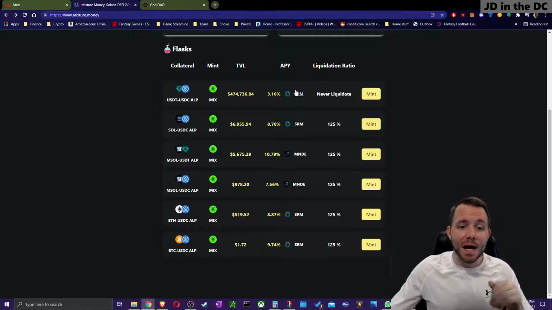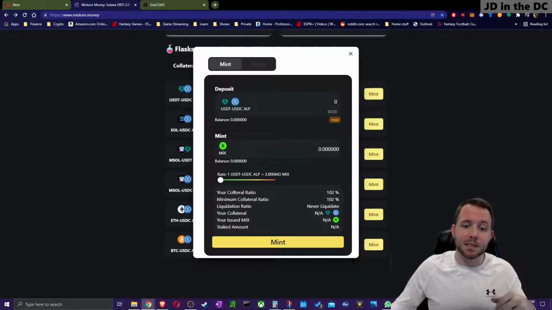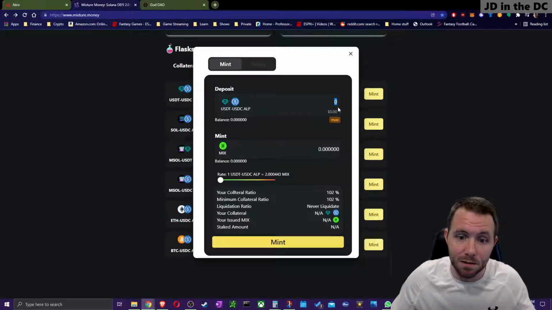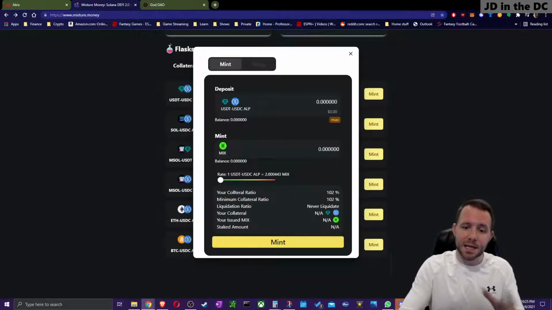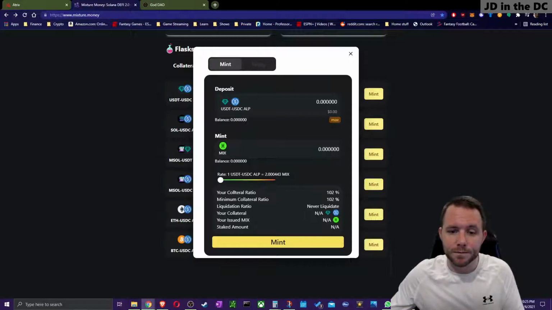If you click on this, you will see you can borrow up to 98% of the value that you put in. And remember, this is a collateral ratio. So I'm just taking the 102 here and essentially subtracting the 2% to get the 98%.